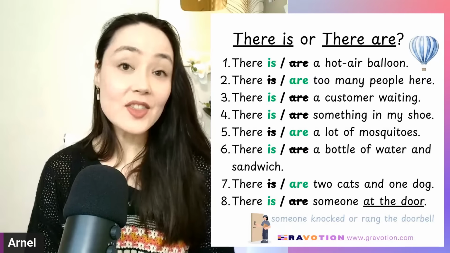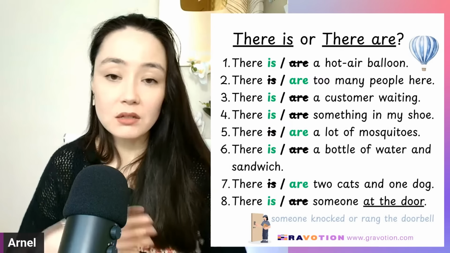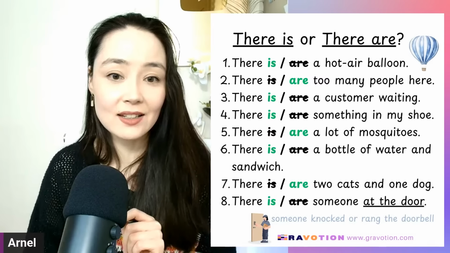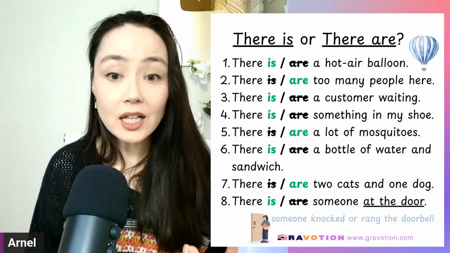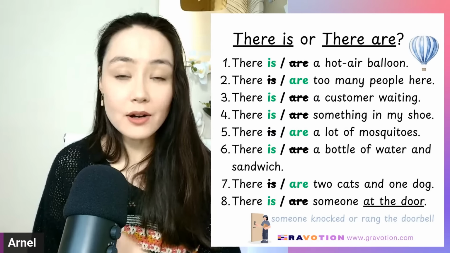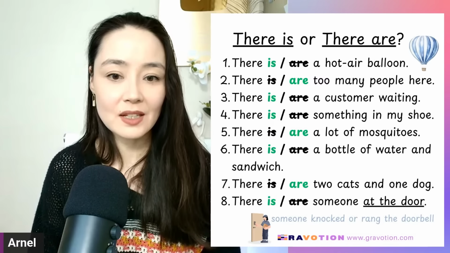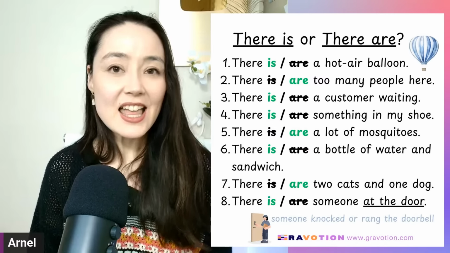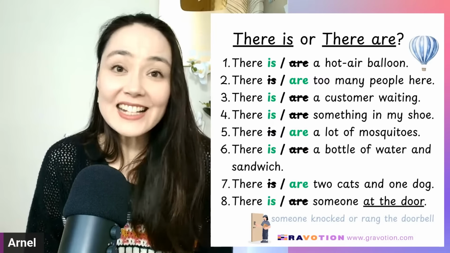Number 1. There is a hot air balloon. There are too many people here. There is a customer waiting. There is something in my shoe. There are a lot of mosquitoes. There is a bottle of water, singular. There is a bottle of water and a sandwich. There are 2 cats and 1 dog. There is someone at the door. Good. Let's keep moving.